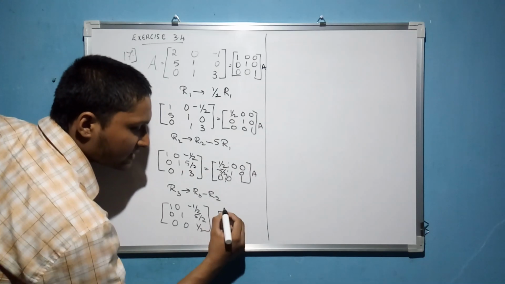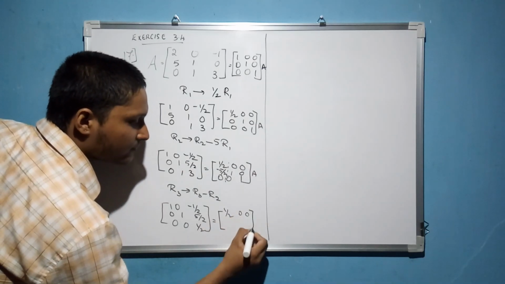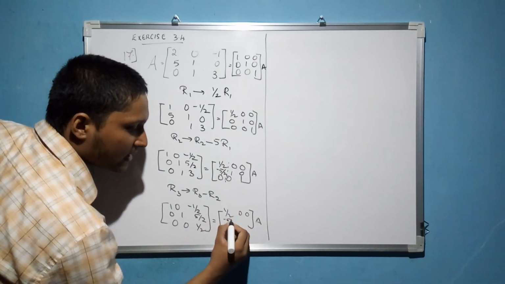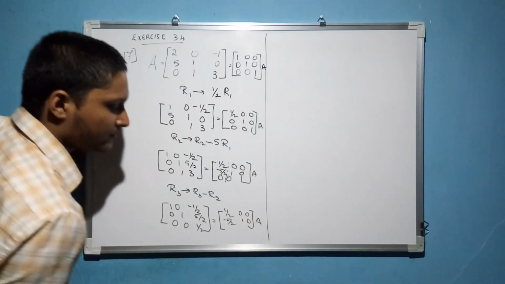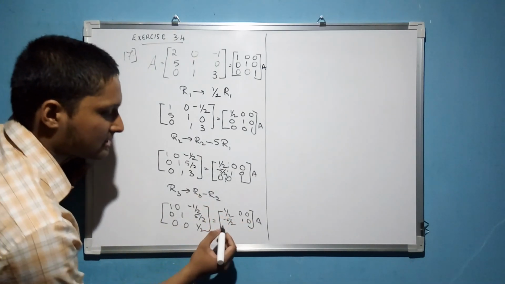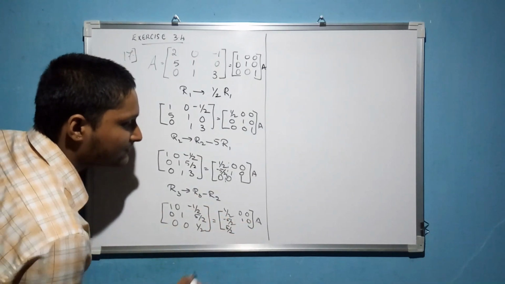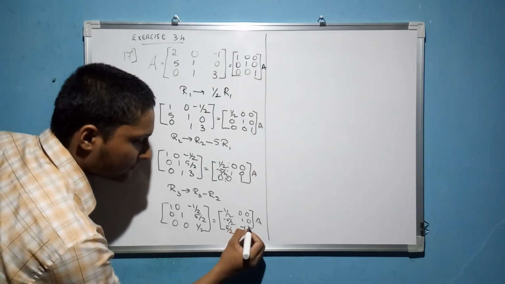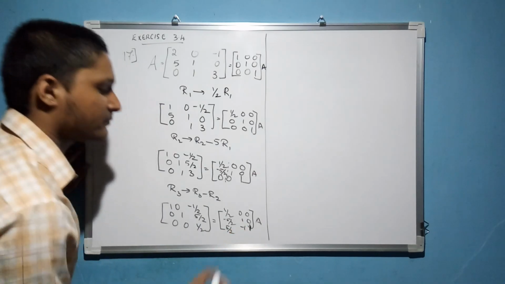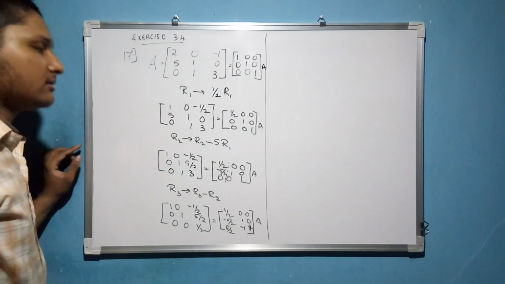So I'll write here also half, 0, 0. A, minus 5 by 2, 1, 0. Then you need to do R3 minus R2. So it's going to be 5 by 2 here, here minus 1 and here 1 itself. Okay, this much is the thing.